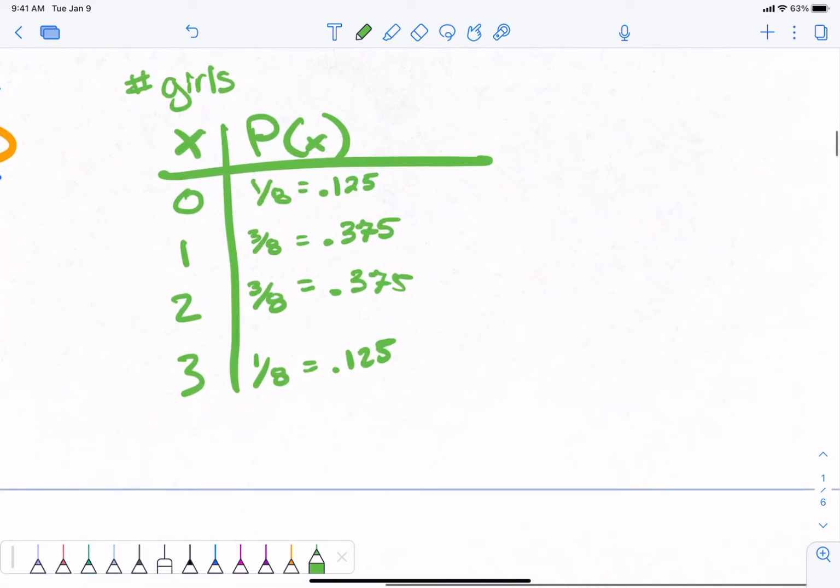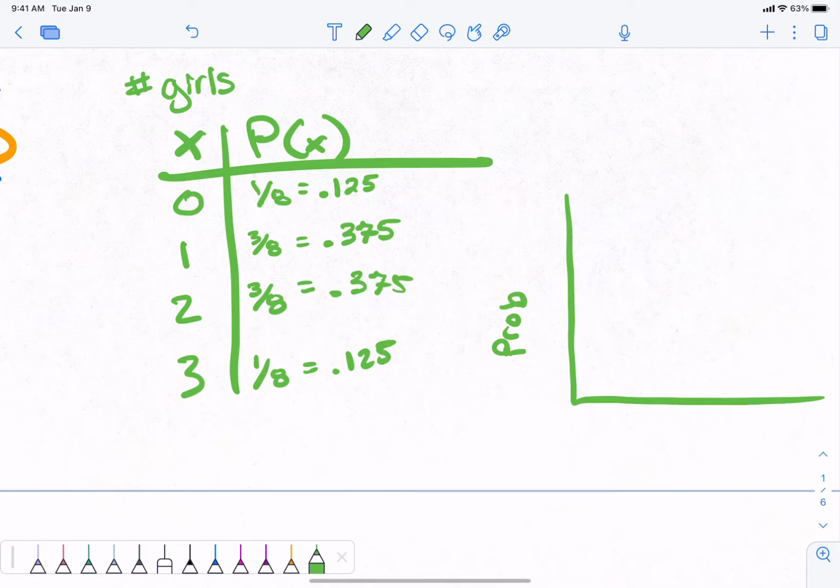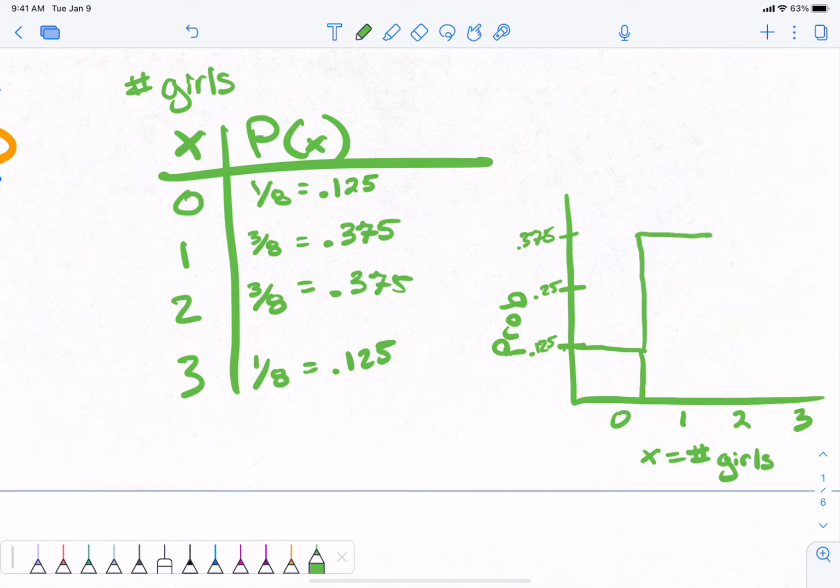If I make that into a table, or a chart, a histogram. Okay, we got lots of stuff going on here. Sorry guys, you got a lot of notes. These are my probabilities. These are my X equals the number of girls. Okay, so I'm going to do 0 girls, 1 girl, 2 girls, 3 girls. I'm going to put 0.125. This would be 0.25 and 0.375. And I've got something that looks like this, something that looks like this, and like this. And that's my histogram for that probability distribution.